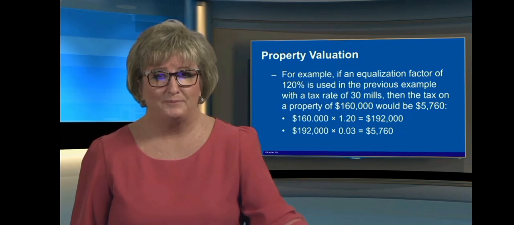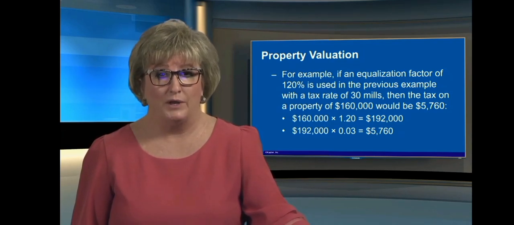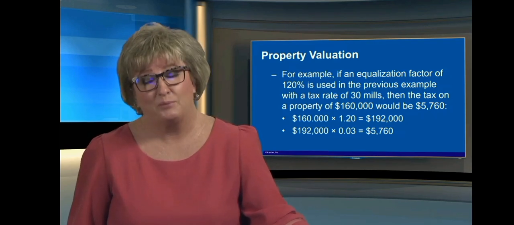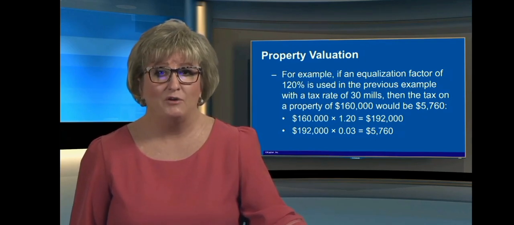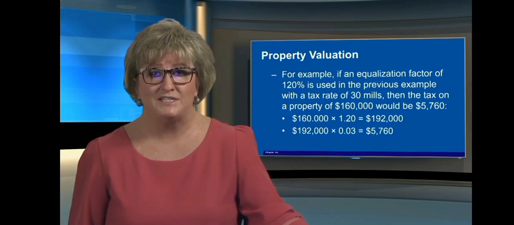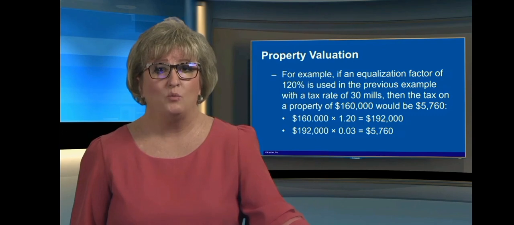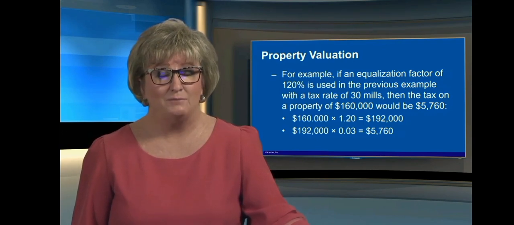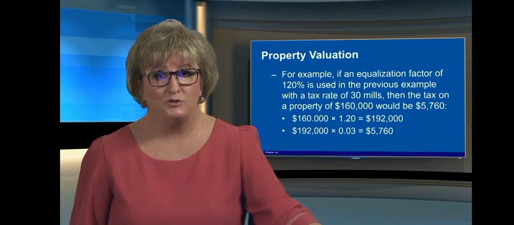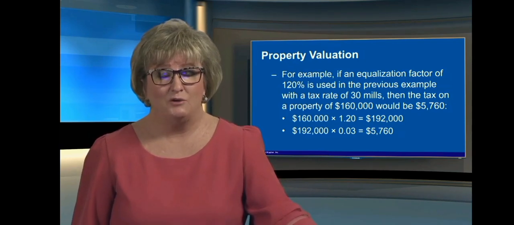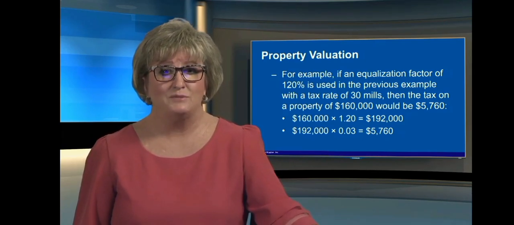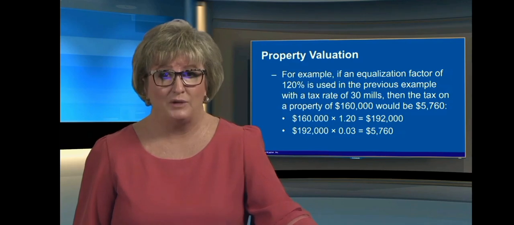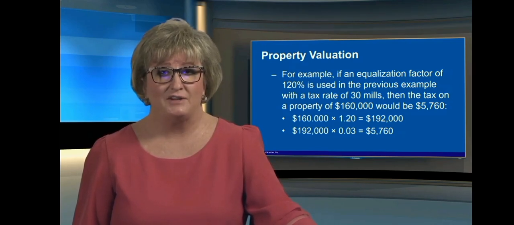For example, if an equalization factor of 120% is used in the previous example with a tax rate of 30 mills, then the tax on the property of $160,000 value would be $5,760 because we take the 160,000 times 1.2 or 120% equals 192,000. 192,000 times 3% or 0.03 is $5,760.